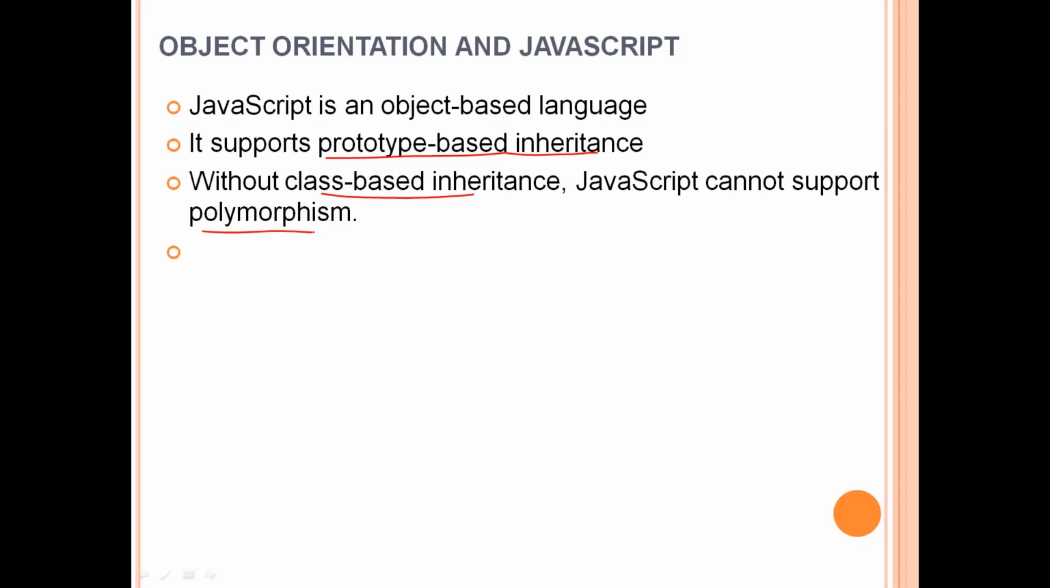There are different concepts of object oriented programming, and JavaScript supports some of these concepts, and that is the reason it is called an object based language.